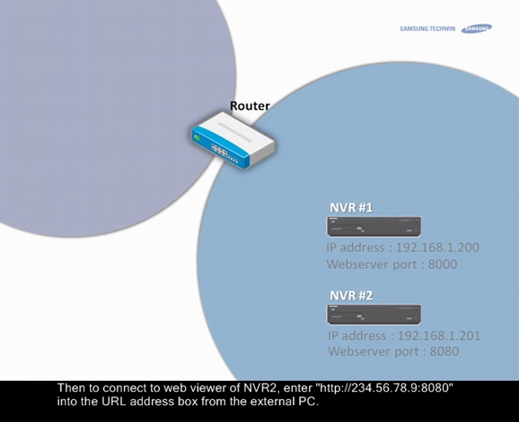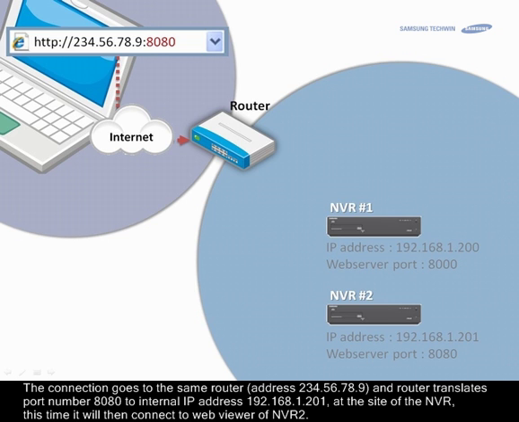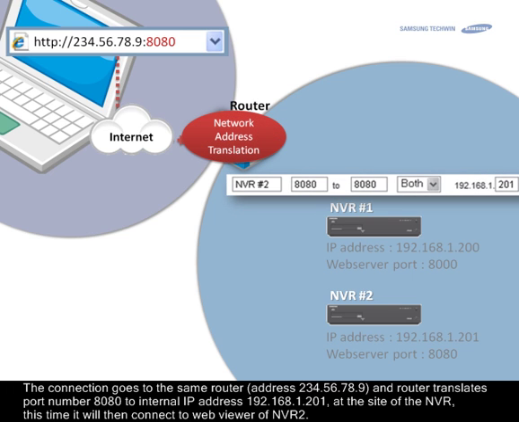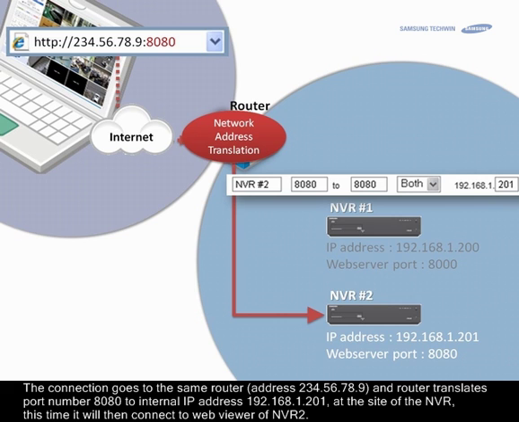Then, to connect to the web viewer of NVR2, again enter hypertext 234.56.78.9:8080 into the URL address box from the external PC. This connection to the same router address of 234.56.78.9 translates that port number 8080 to the internal IP address of 192.168.1.201. This is at the site of the NVR. This time it will then connect to the web viewer utilizing NVR2.